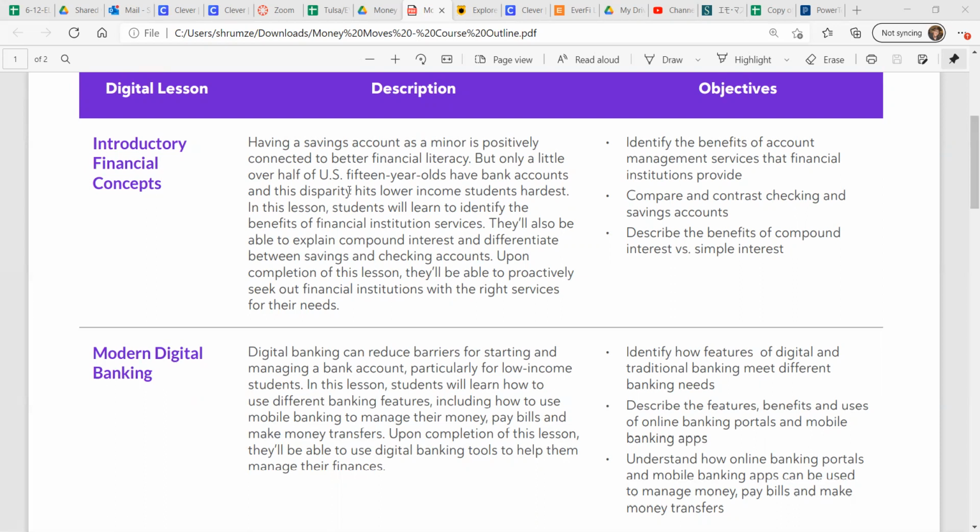Upon completing this lesson, students will be able to proactively seek out financial institutions with the right services for their needs. And the objectives for this lesson: identify the benefits of account management services that financial institutions provide, compare and contrast checking and savings accounts, describe the benefits of compound interest versus simple interest.